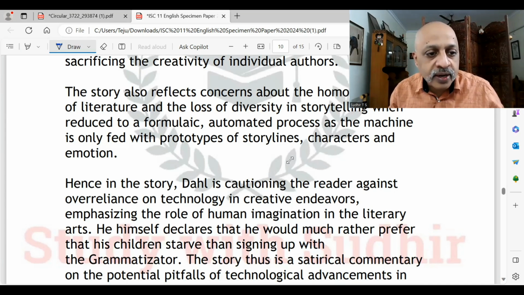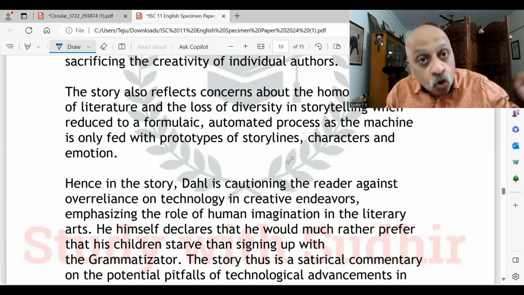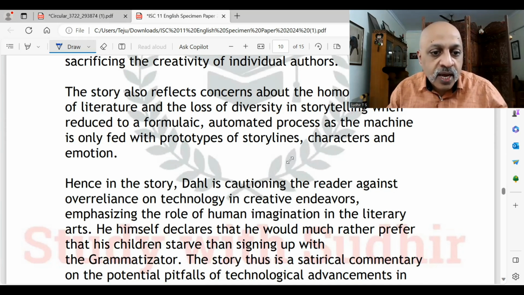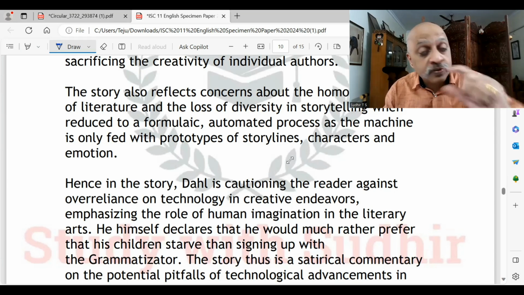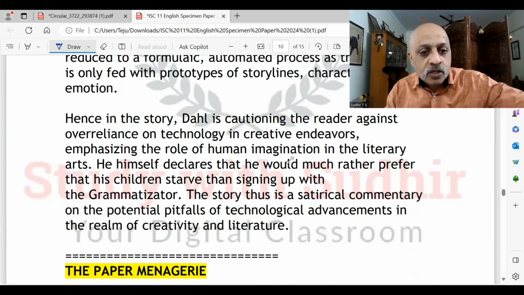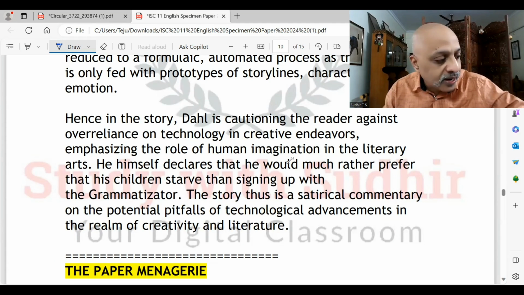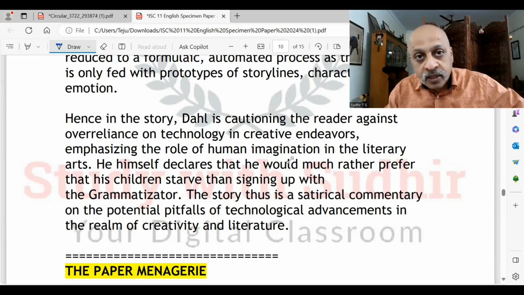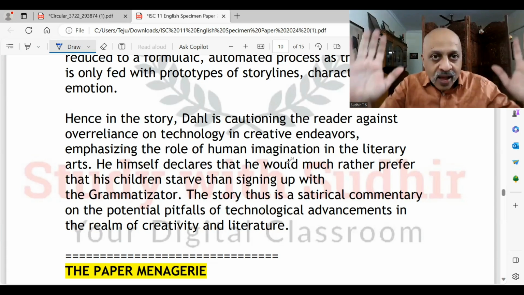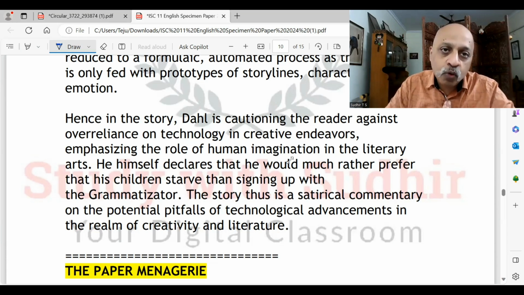Dahl is cautioning the reader against over-reliance on technology in creative endeavors, creative pursuits, emphasizing the role of human imagination in literary arts. He himself declares that he would much rather prefer that his children starve, the last page of the grammatizator, than signing up with the grammatizator. So it is a satirical commentary on the potential pitfalls of technological advancements in the world of creativity and literature.